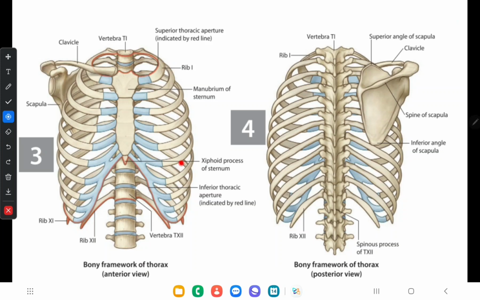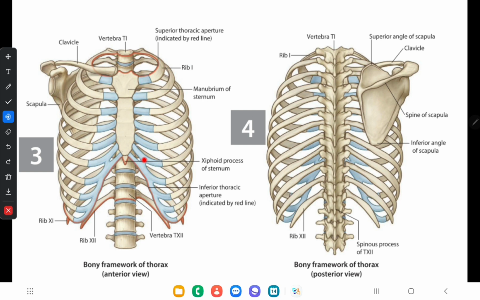Hello everyone, today we are going to discuss the anatomy of ribs. As you know, there are 12 pairs of ribs in our body which form the rib cage. Among those 12 pairs of ribs, the first 7 pairs are called true ribs because, as you can see here, those 7 ribs, first to 7th rib, attach to the sternum directly with the costal cartilages.